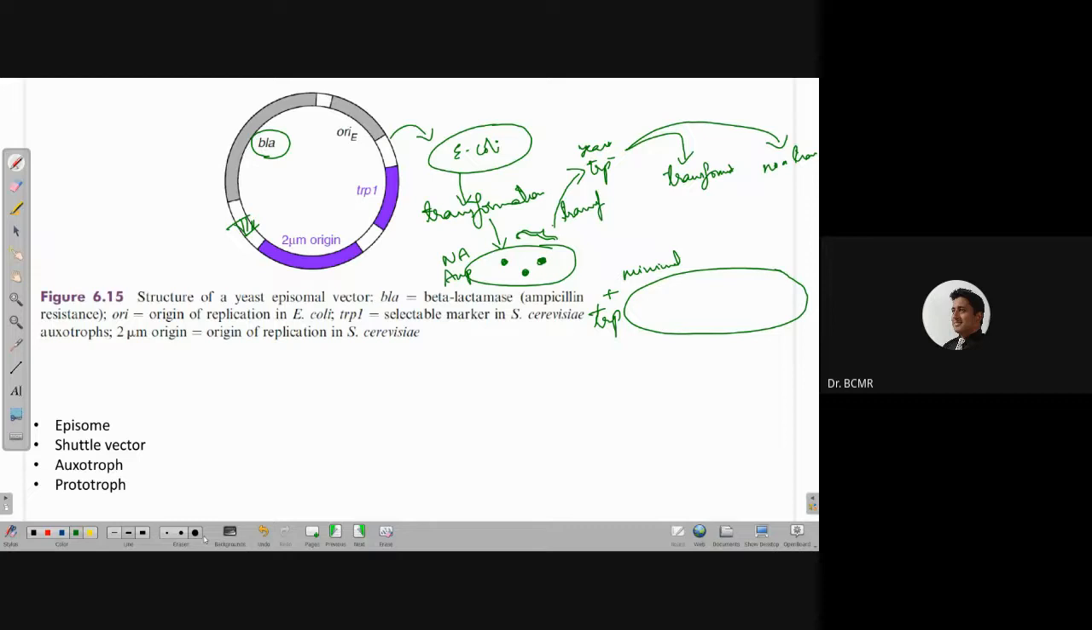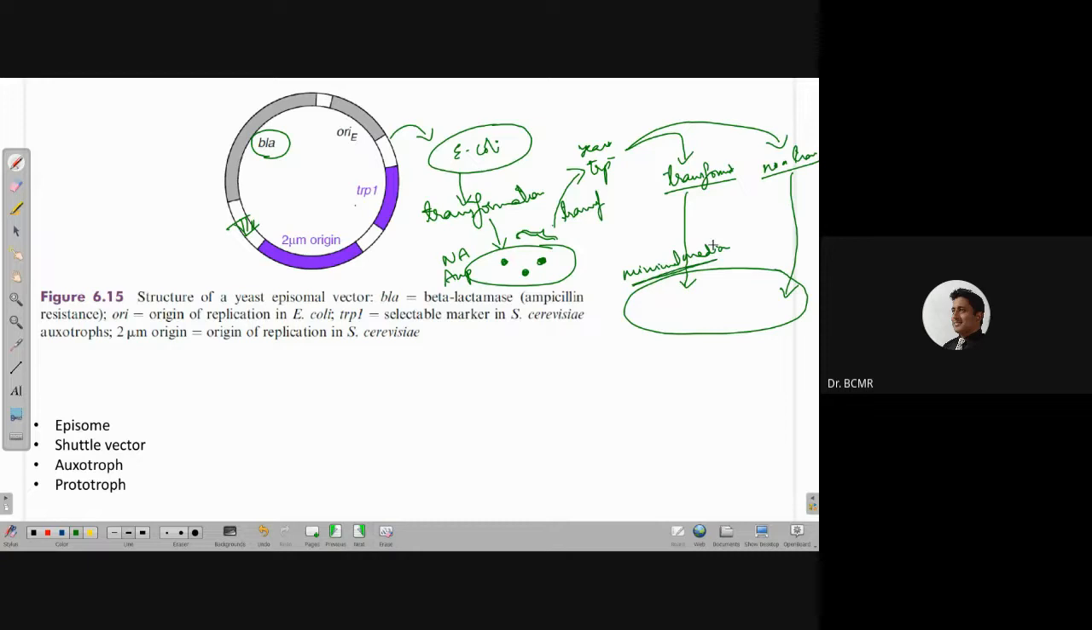Which of these cells are likely to grow on these plates, on minimal media plates? Anybody? Non-transformants and transformants. Anyone? The transformants, yes, please. Transformants, sir. Yes. Why is that? Because they already form in very small numbers anyway. Yes. So now which ones will grow on the minimal media is the question.